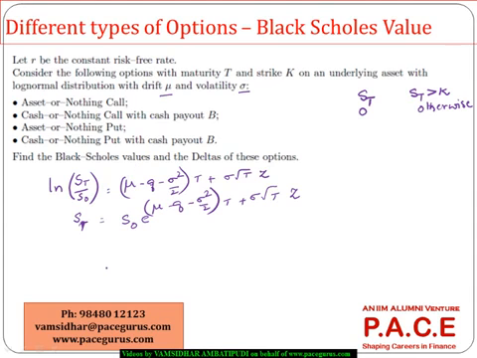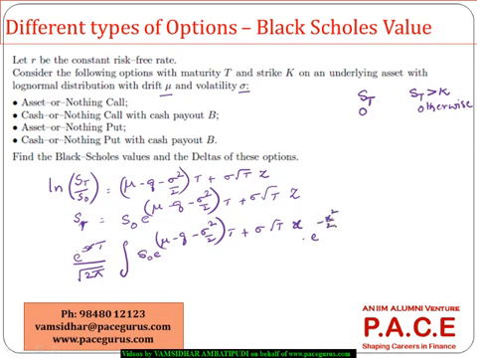This is ST. Now, when I want to find out the value of the call option, I am doing it as e power minus rT divided by square root of 2 pi, integrating whatever is the payoff. The payoff is S0 times e power (mu minus q minus sigma squared by 2) times t plus sigma root t times x, times e to the power of minus x squared by 2 dx. So this needs to be integrated.